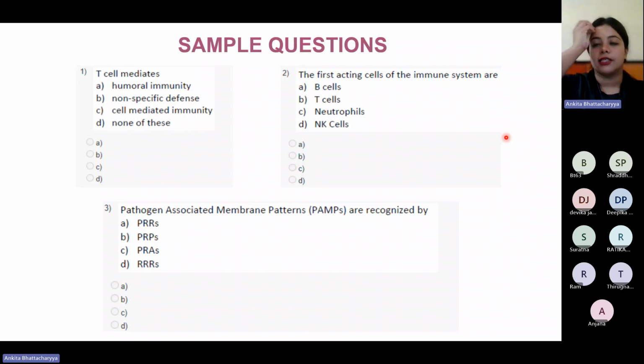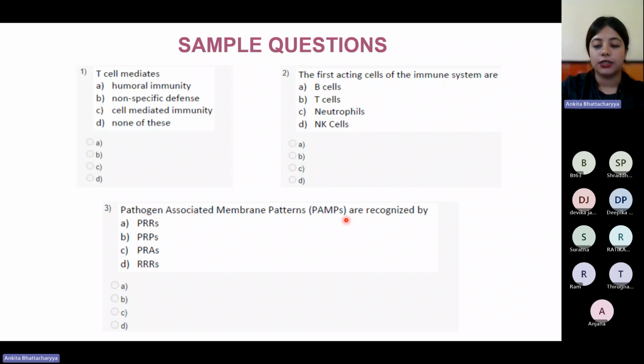The first acting cells of the immune system are B cells, T cells, neutrophils, or NK cells. If you remember, the first line of defense for any wound, injury, etc., was controlled by neutrophils. They are the first ones to rush to the site of injury. So the correct answer would be neutrophils. NK cells also have a major role to play in the innate immune system. And of course, B and T cells are majorly part of the adaptive branch of immunity, so they come in much later.